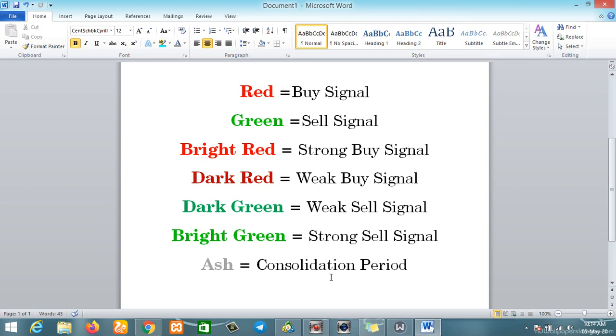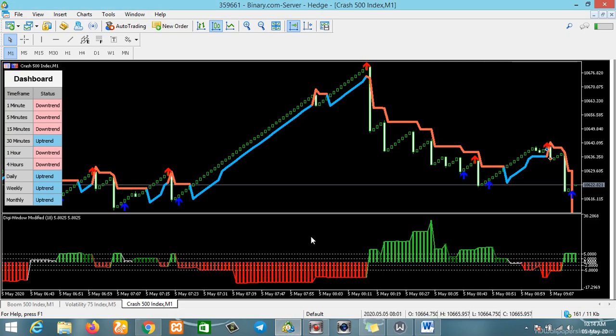Okay, so now let's head into the MetaTrader 5 platform and explain some few things to us. So here we have MetaTrader 5. I will be explaining, first I'll be starting with this dashboard, because I was watching this graph the other time and I noticed something.